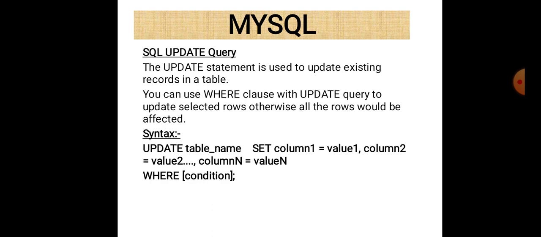The command is very simple. First of all, write update, then the table name, then the keyword set, and after that the column name. Suppose there is column 1 and you want to change its value, then we assign value 1 to column 1. If you want to change column 2, after a comma we can give column 2 equal to value 2, and in this way we can change different values related to different columns. But if you want to change the value in certain records only, then the where condition should be used. After that we use where, and we give a condition.